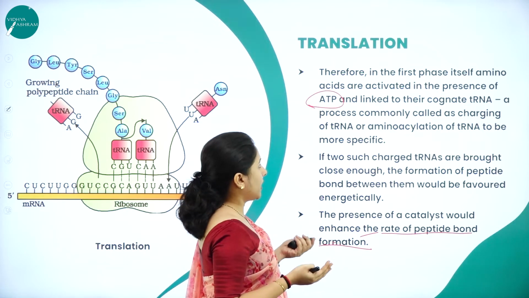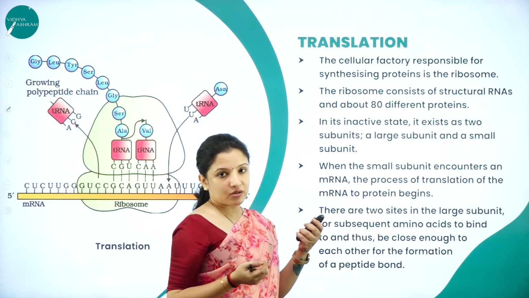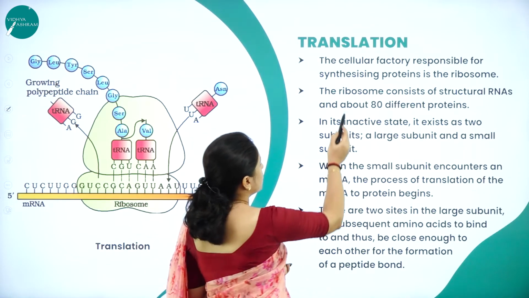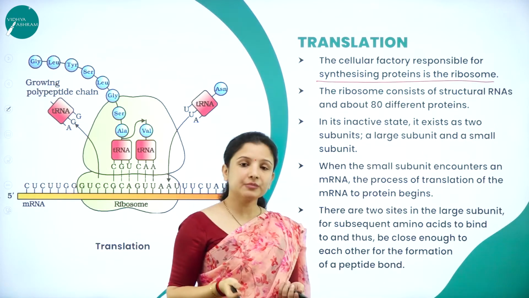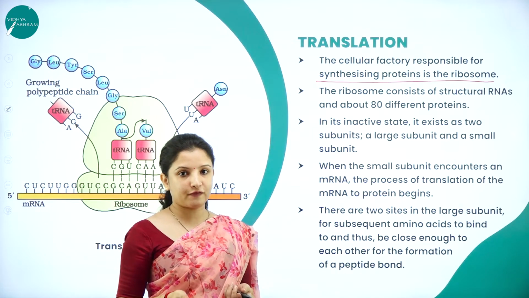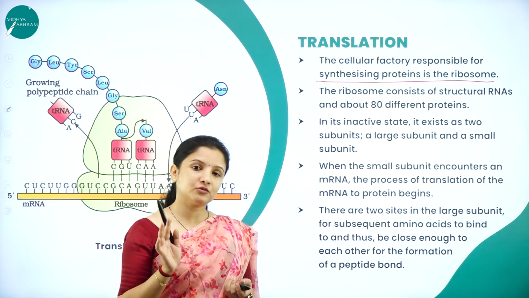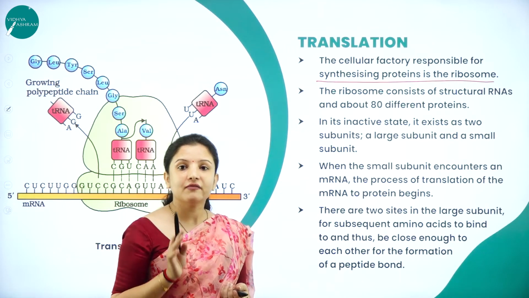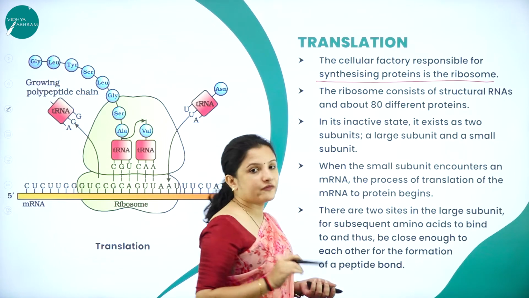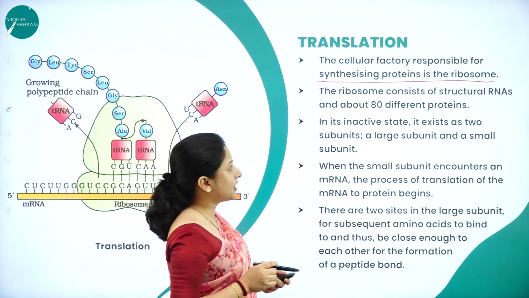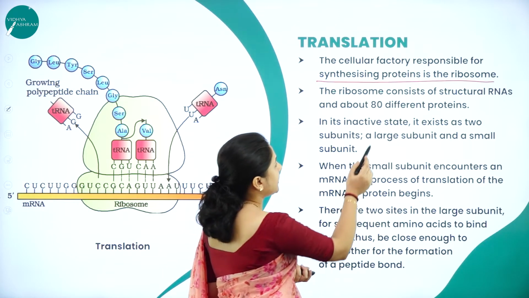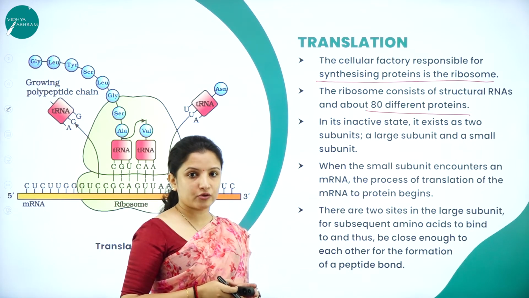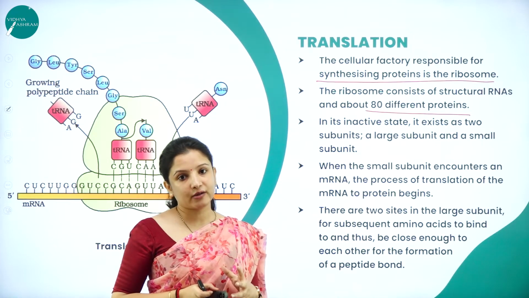So this is about the translation mechanism, and the cellular factory responsible for synthesizing proteins is the ribosome. Now from these amino acids, protein has to be formed, and for that the rRNA, the ribosomal RNA, will come to help. That is, the ribosome will come for help. So the ribosome consists of structural RNAs, and about 80 different proteins, and it produces proteins by reading the chains of amino acids.